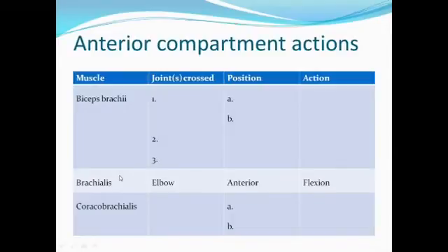So let's go through an example together. This is a table that you will need to complete as you work through the content, and we've listed for you the anterior compartment muscles, so the biceps brachii, brachialis and the coracobrachialis. We've asked you to name the joint and state the position of the muscle relative to the joint, and therefore work out the action of the muscle. So I've given you an example for brachialis. This muscle crosses the elbow joint. It's located anterior to the elbow joint. Therefore, it will produce an anteriorly directed movement, and we term that flexion.